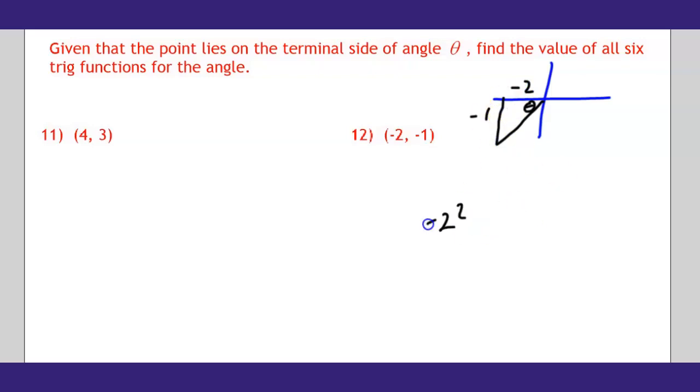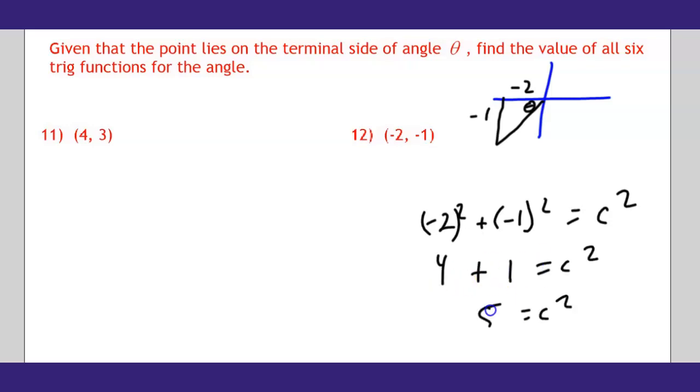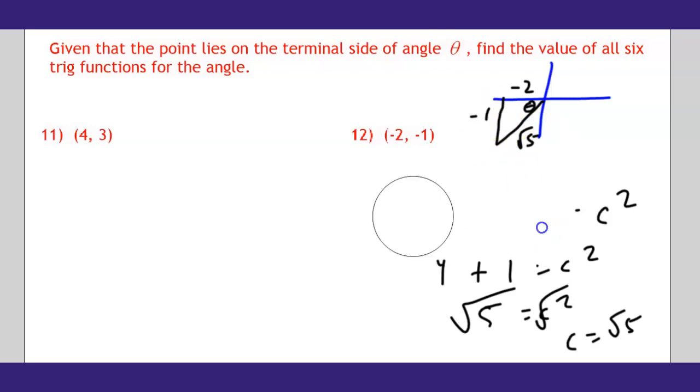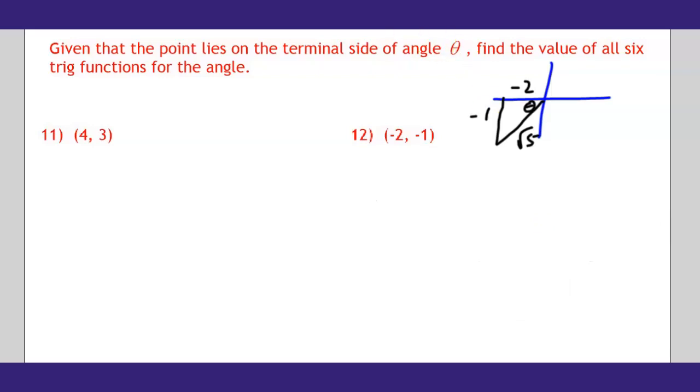So -2 squared plus -1 squared equals c squared. A squared plus b squared equals c squared. Well, that's 4 plus 1 equals c squared. 4 plus 1 is 5 equals c squared. Square root. C equals square root of 5. And that's okay, guys. C is square root of 5. That's the radius.